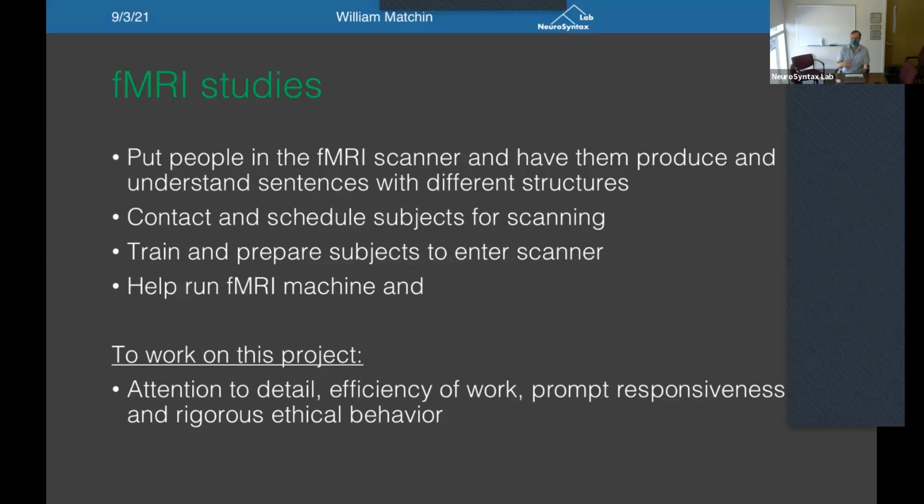We have to prepare the scanner, to make sure it's ready for a person to go in. So, that would be very helpful work. And also contacting and scheduling people, recruiting, maybe putting up flyers around campus, and training the subjects before they get in the scanner. Like we'll have them probably practice the experiment and do some training.